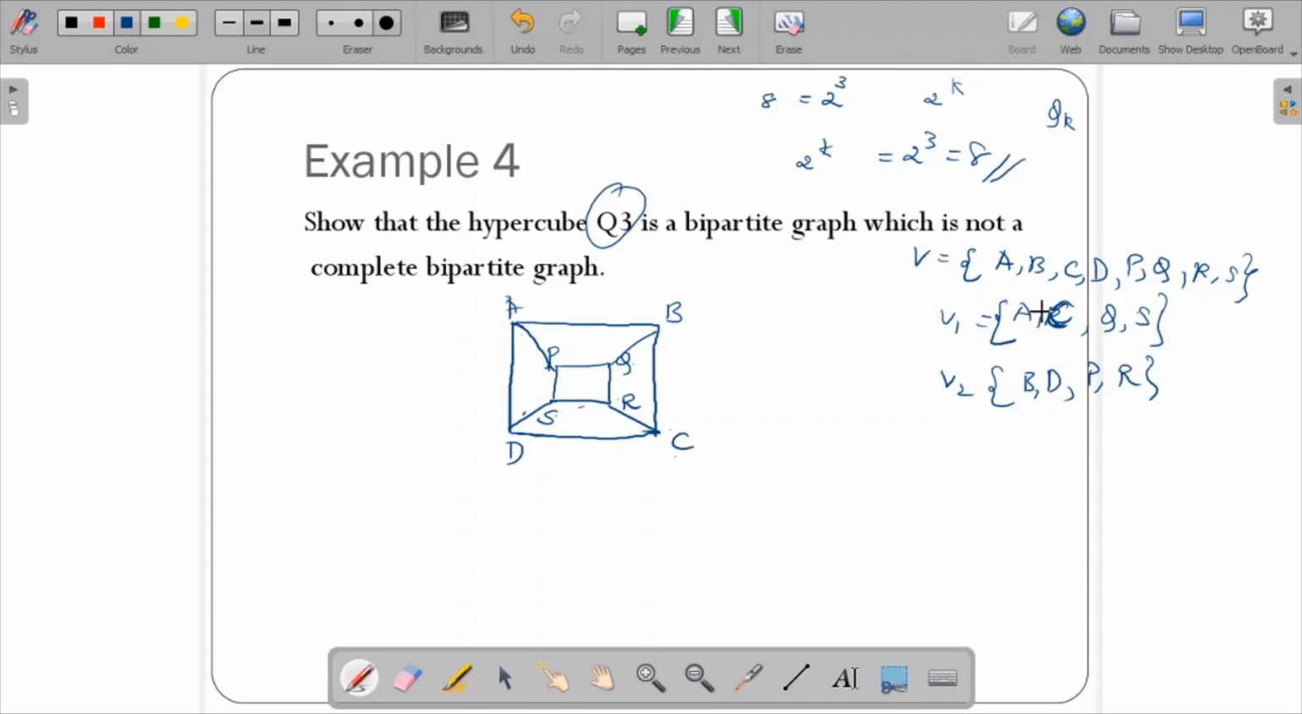So there should not be any connection. That is the definition, if you remember. The first condition we had was that V1 and V2 should be disjoint. That means A, C, Q, S should not have any connection among themselves.